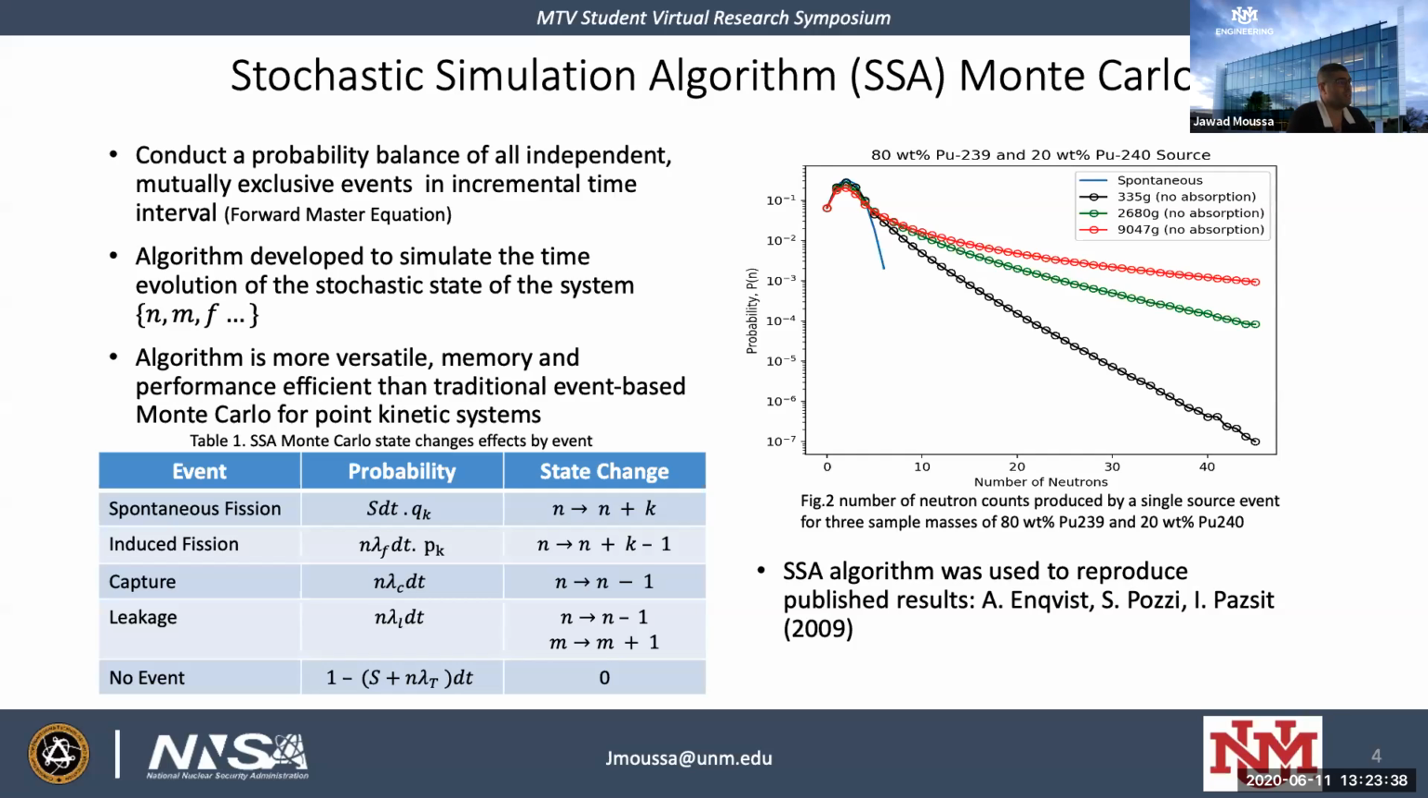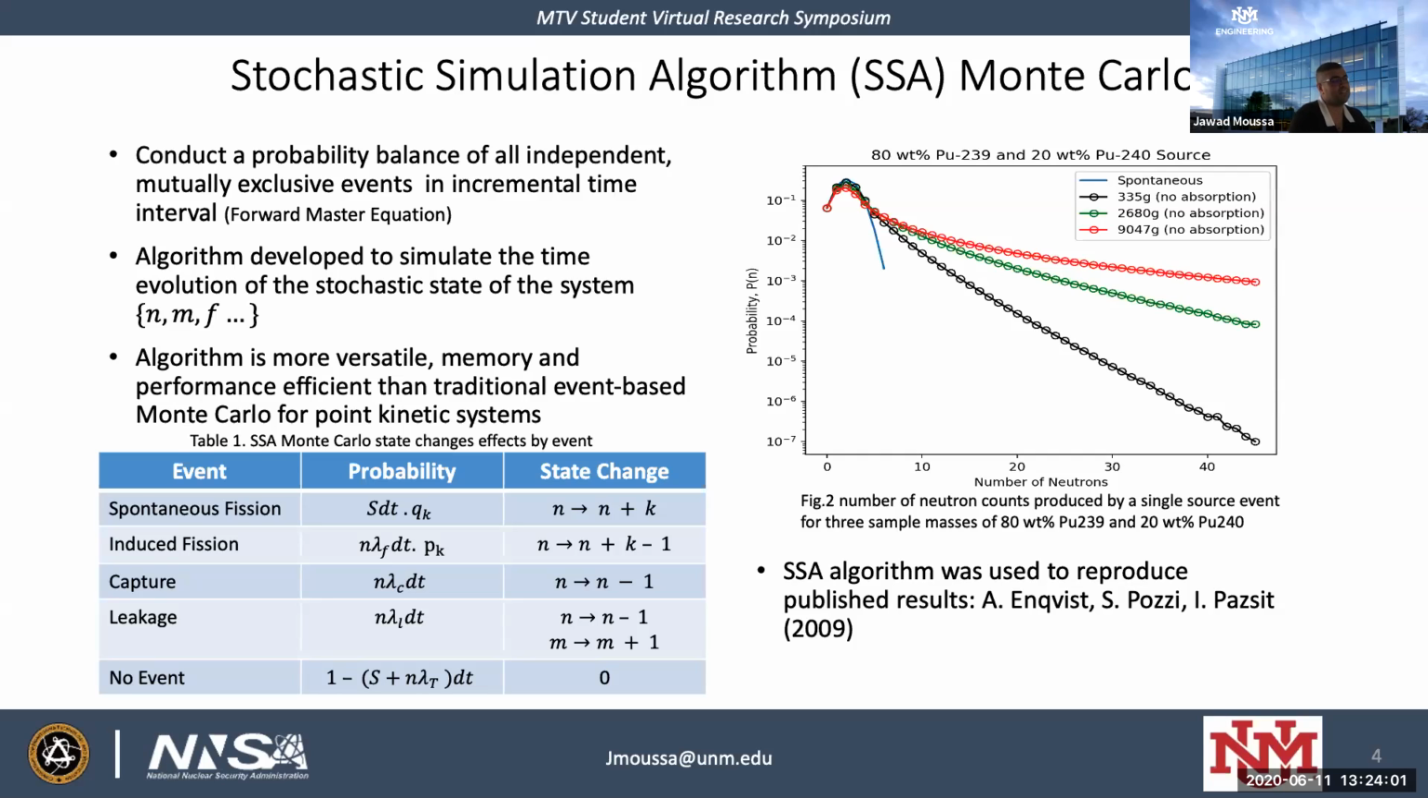This algorithm proved to be very efficient when it came to modeling point kinetic systems, and especially subcritical systems, due to the fact that there aren't many neutrons in the system, so the population never grows large enough to shrink your time step.